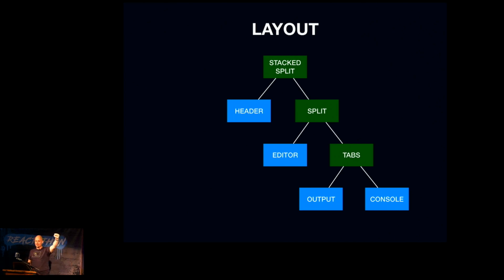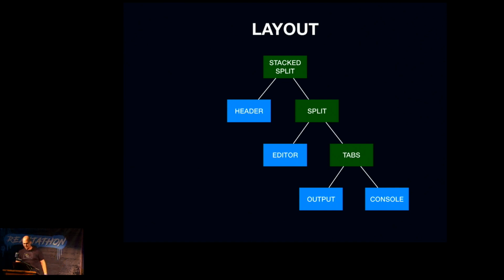At the root node, we have a stacked split. It's a split between the header and the rest of the IDE. So we have the header as a leaf node. Here, leaf nodes are in blue. These are the IDE plugins, and the green nodes are window manager primitives. So we have splits, we have tabs. We have a split between the editor and the tabs, and inside the tabs, we have two tabs, the output and the console.